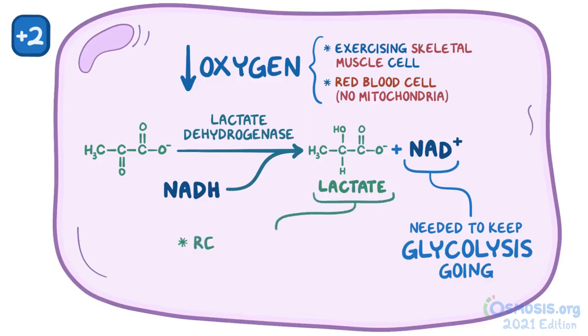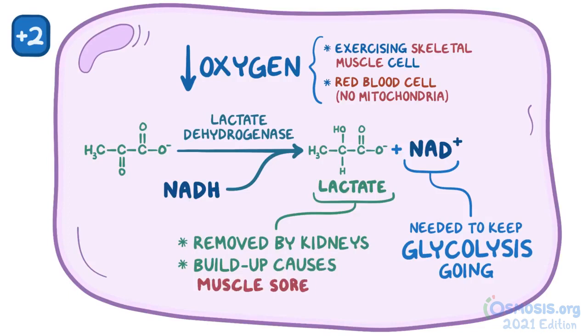Now, normally lactate is removed from our blood by the kidneys, but if local lactate levels rise too quickly, it can sometimes build up, and this is what's responsible for some of the muscle soreness you develop when you exercise.